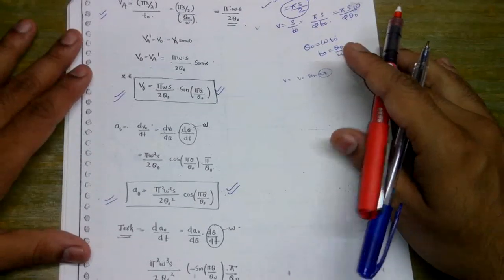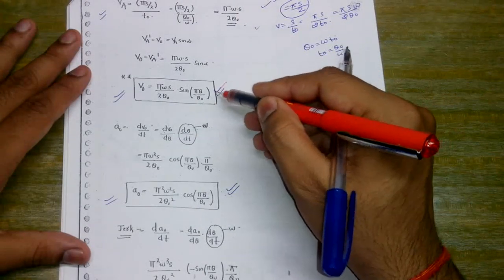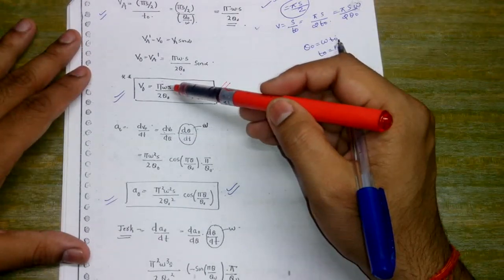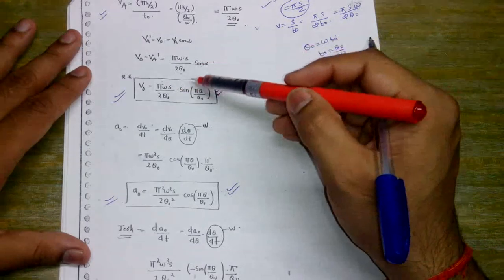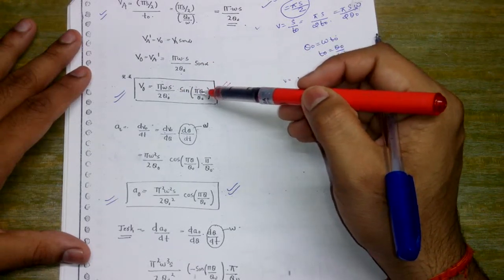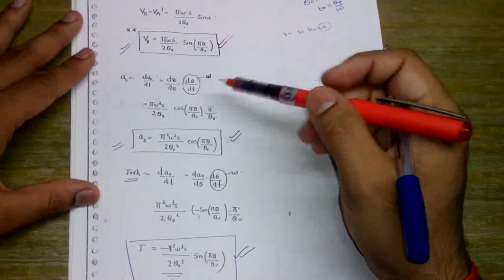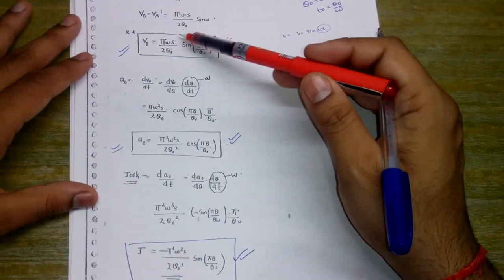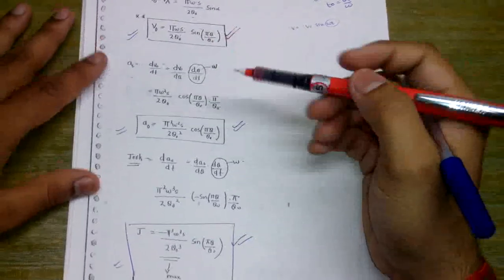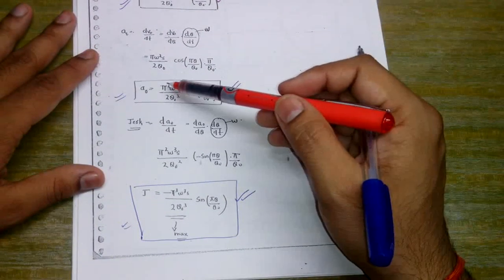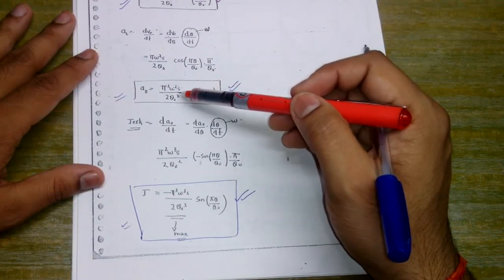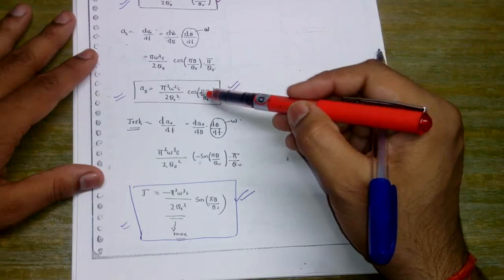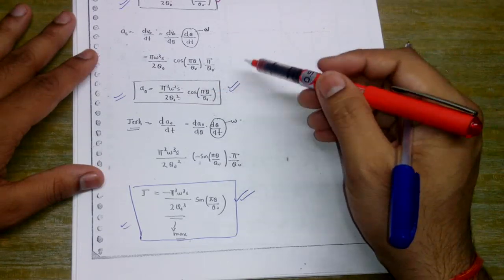So in case of this simple harmonic motion, we will simply derive the formulas and learn the formulas by heart. Velocity is equal to pi omega s upon 2 theta naught sine pi theta upon theta naught. And acceleration is equal to dv upon dt. We will differentiate this expression with respect to time, and we will obtain a naught is equal to pi square omega square s upon 2 theta naught square cos pi theta upon theta naught.